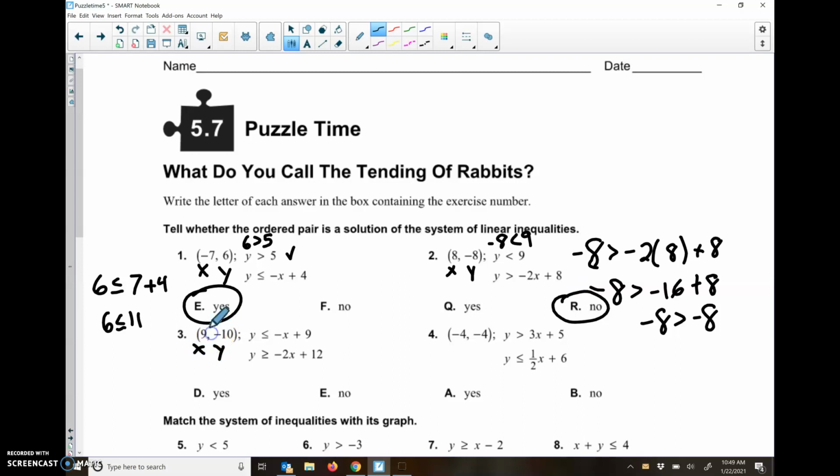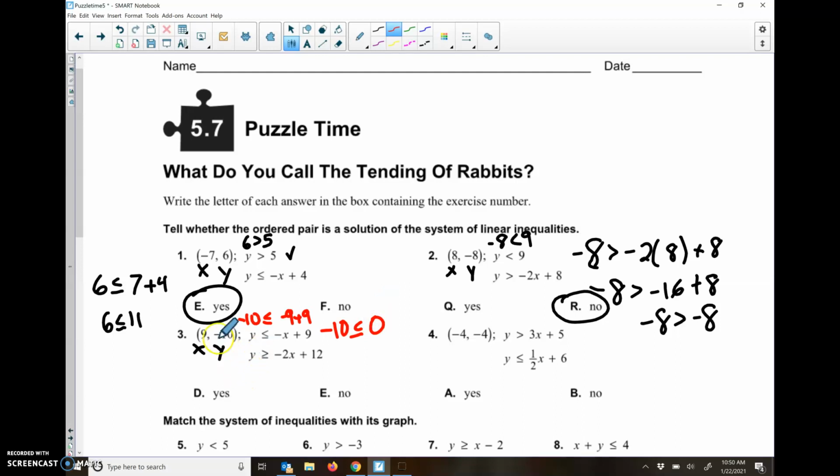And then here, same thing. There's x, there's y. Switch colors. All right, so y is -10, less than or equal to -9 plus 9. So -10 is less than or equal to -9 plus 9, which is 0, so that's true. -10 is less than 0.